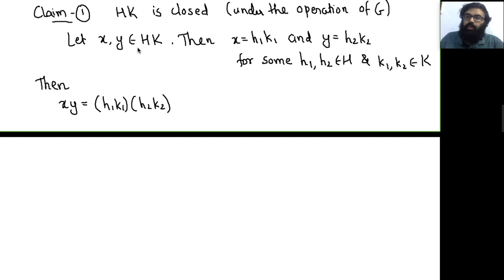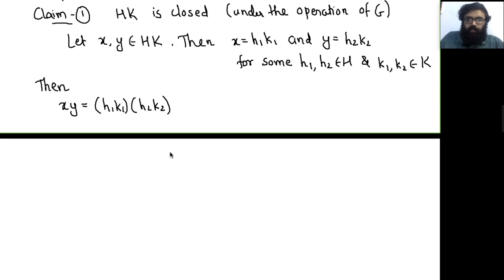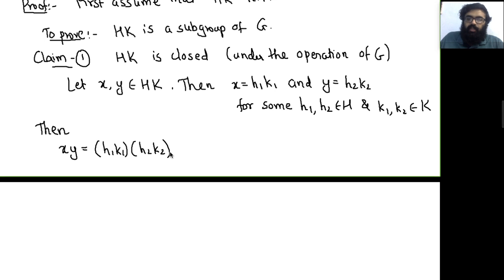xy belongs to HK if the element of H is on the left-hand side and the element of K is on the right-hand side. So we want h1 and h2 together, k1 and k2 together, but that is not going to happen because we don't know; what we know is HK equals KH. We don't know whether these two elements commute or not. So what we do is first let us bring them together.